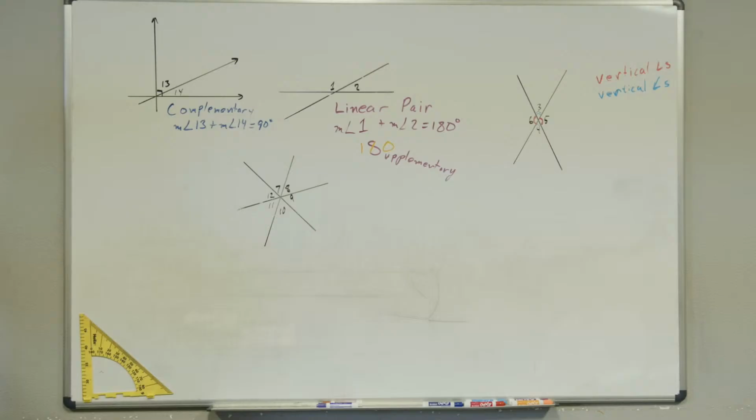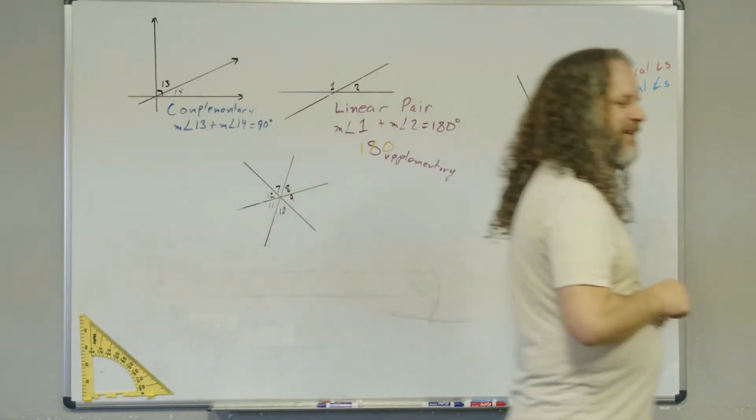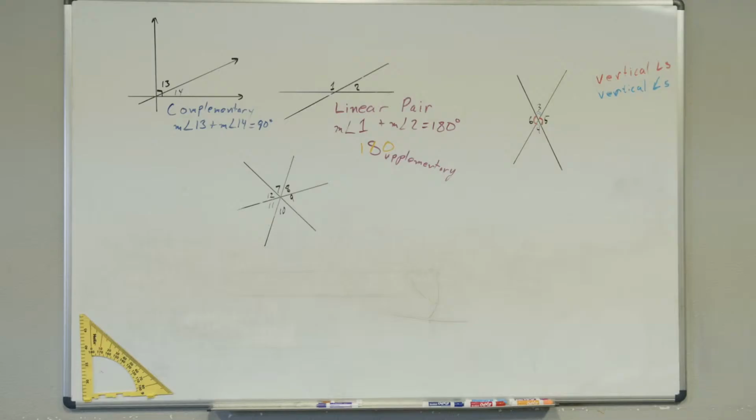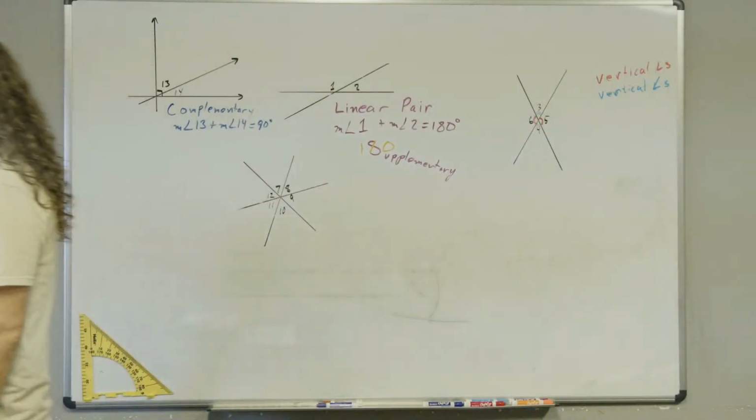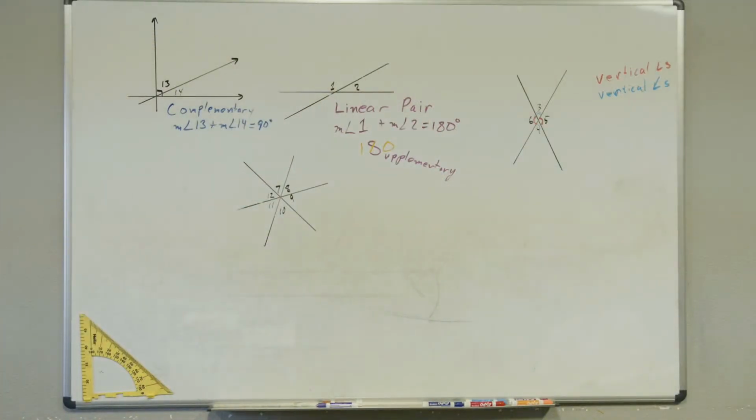So back to vertical angles. How are they related? Angle 6 plus angle 5 equals what? I don't know either. That's not how vertical angles are related. Go in your notes, go in your book. Find vertical angles.